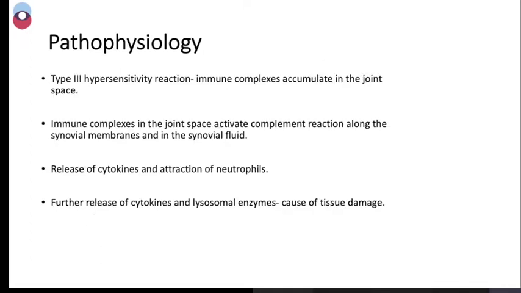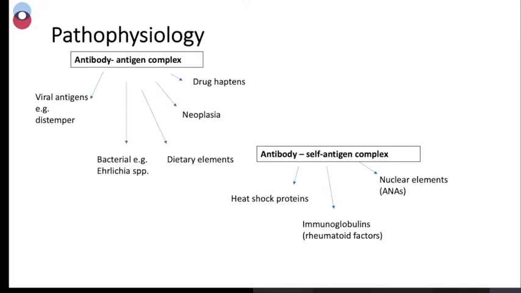So just a broad overview of the pathophysiology of IMPA. Generally, we consider it to be a type 3 hypersensitivity reaction, where we get immune complexes accumulating in the joint space, and this activates the complement reaction along synovial membranes and causes a spiral of inflammation. And with the release of cytokines and the attraction of neutrophils, we get a further release of cytokines and lysosomal enzymes, which cause tissue damage.